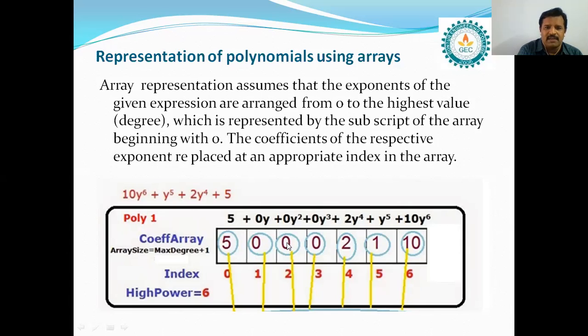There is no y square here, 0. Y cube, there is no y cube, 0. 2 y power 4. So for this degree 4, the coefficient is 2. And next, y power 5, the coefficient is 1, and y power 6, the coefficient is 10.